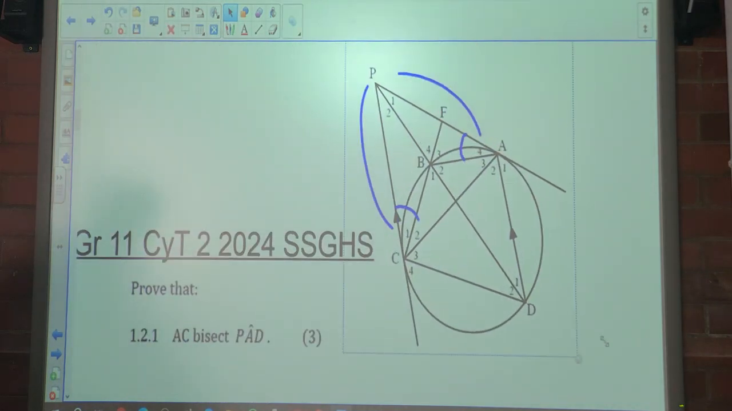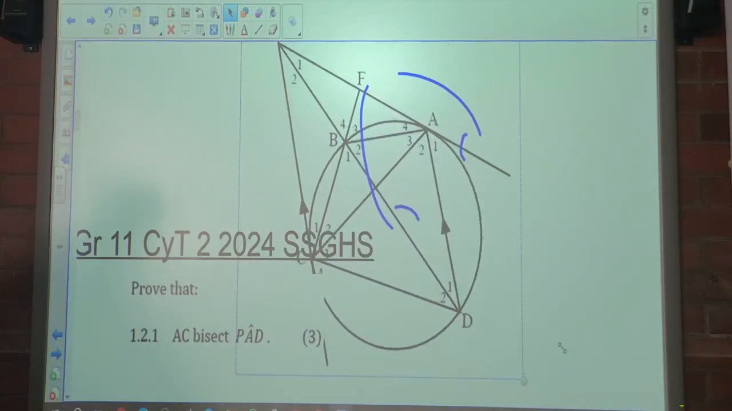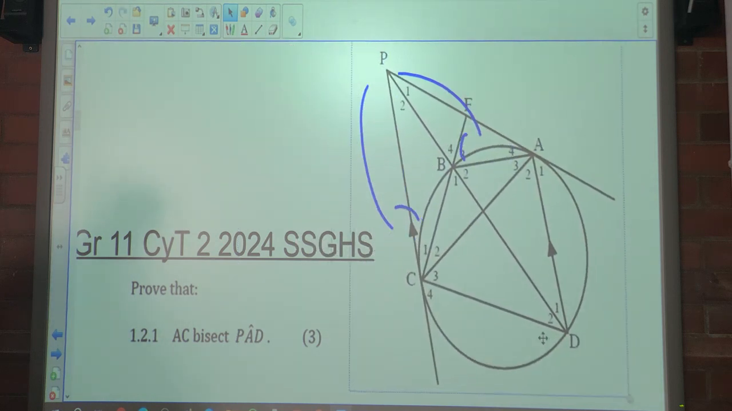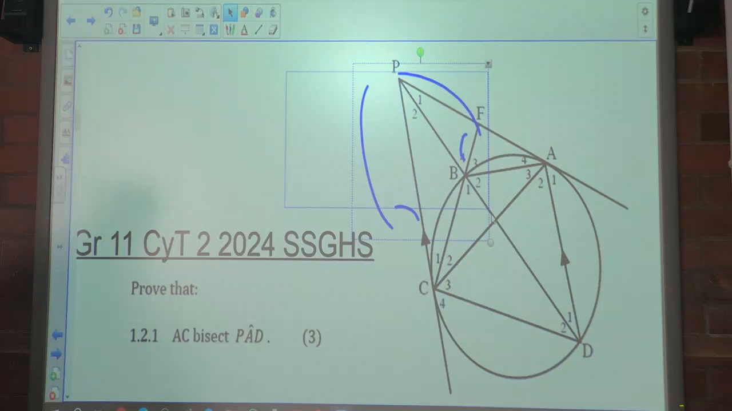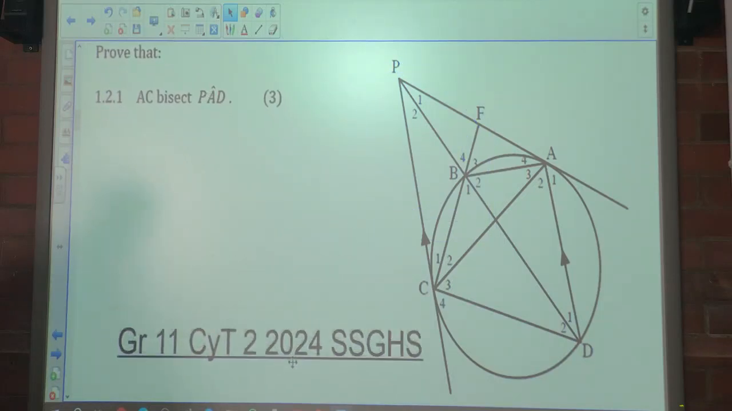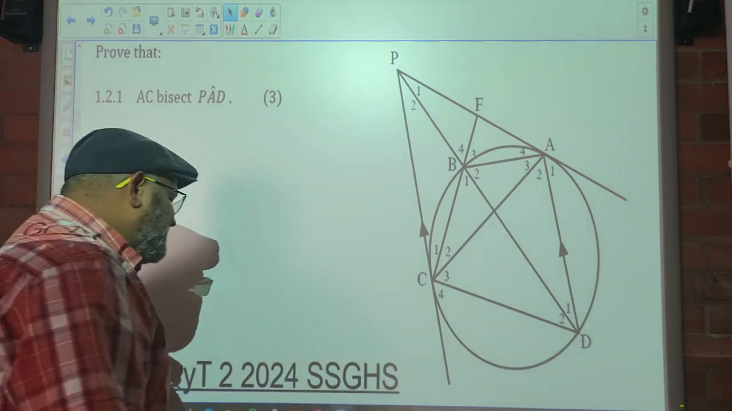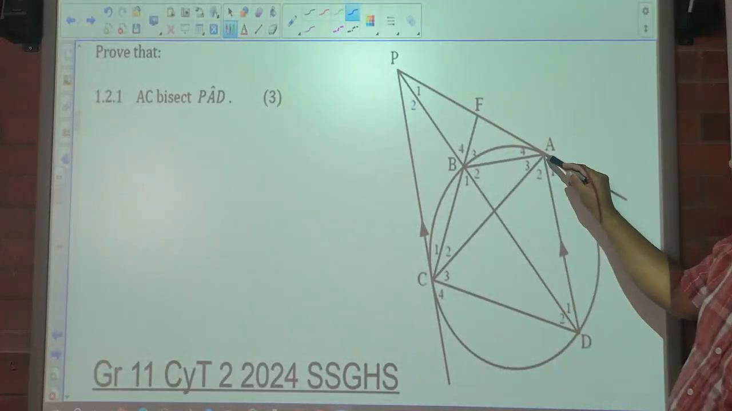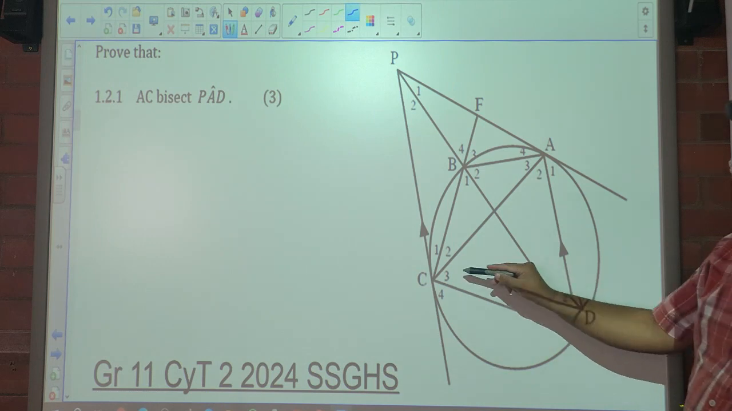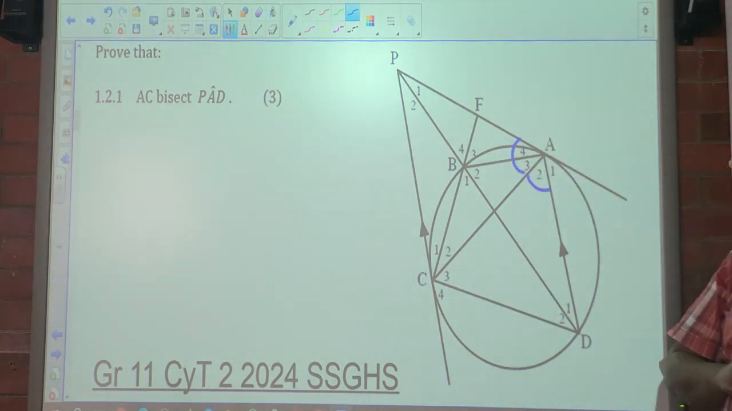Okay, so I'm going to enlarge this now so you can see what's happening here. So that's your diagram. First question, prove that AC bisects PAD. So if CA is bisecting this angle, then that angle we need to prove is equal to that angle.